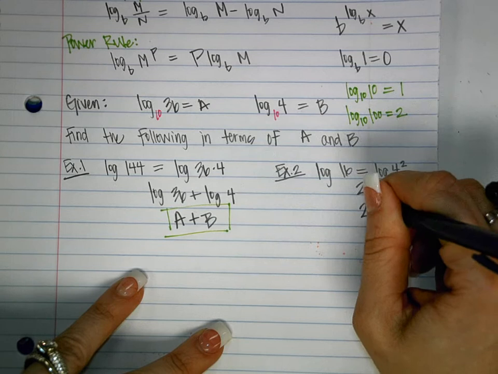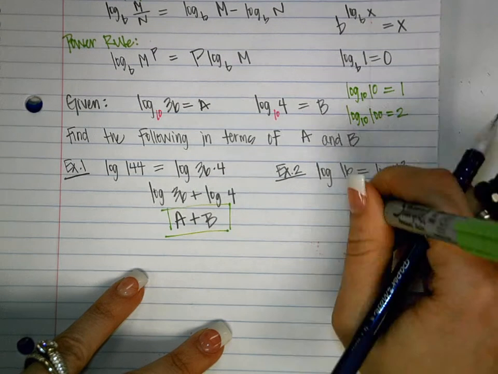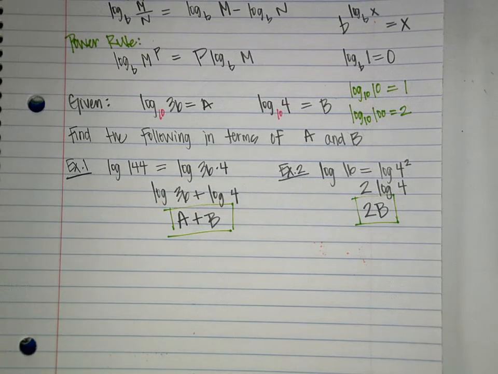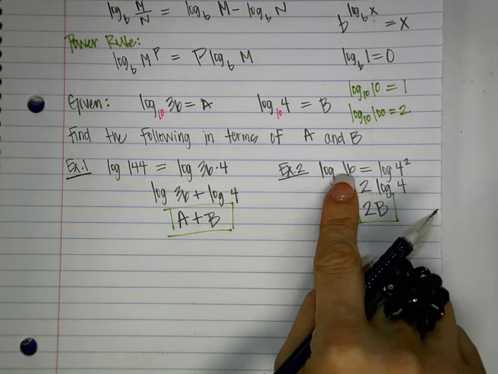B. So 2 times B. Your answer is 2B. You will not have A's and B's in all of your equations. You're going to have at least one of them, but you don't have to have A and B in all of your equations. Okay, how would you get 2B just to start with?